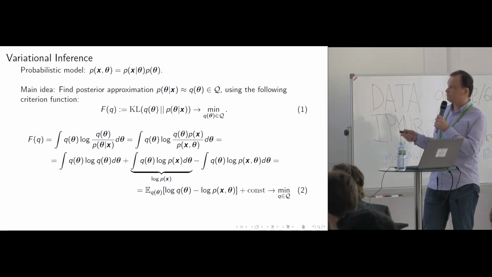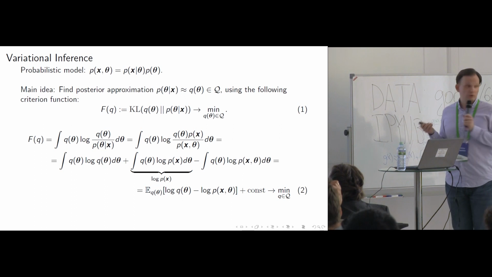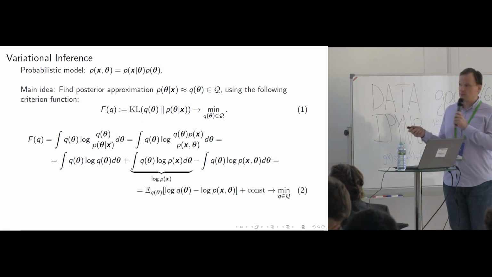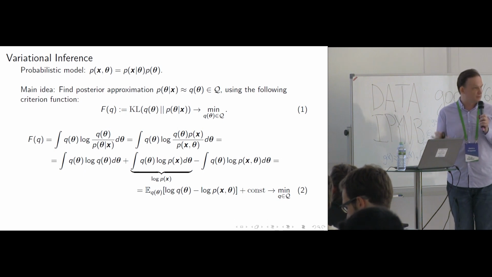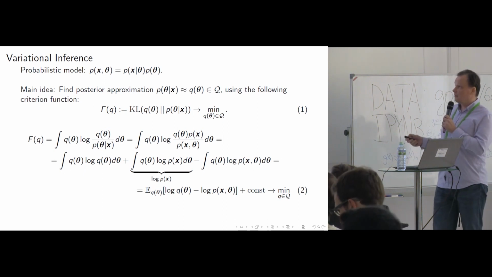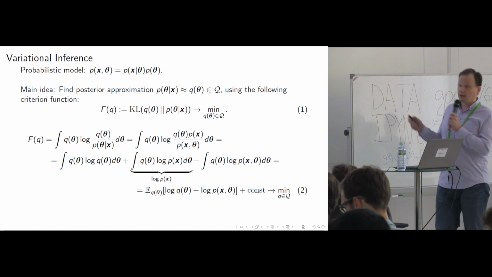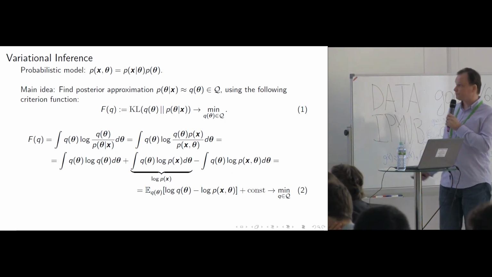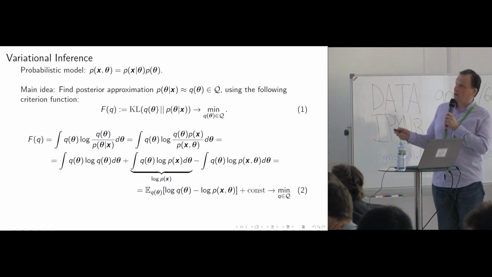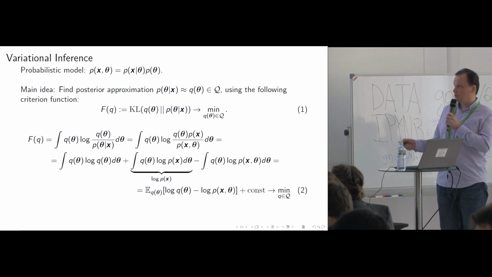And the last term is this one. And this is also a good term, because here stands the joint distribution. The joint distribution, that is something that we know, integrated with respect to Q, which again comes from our simplified family of distributions. So finally, our criterion function f is equivalent to this one.